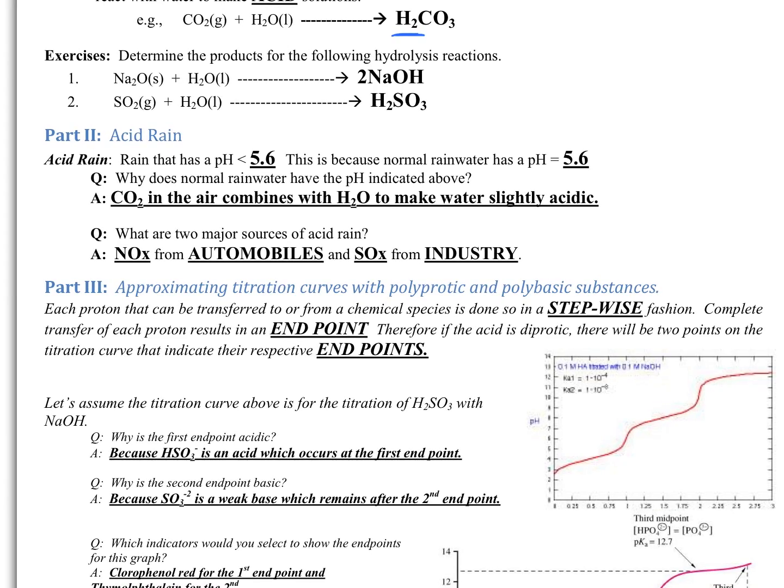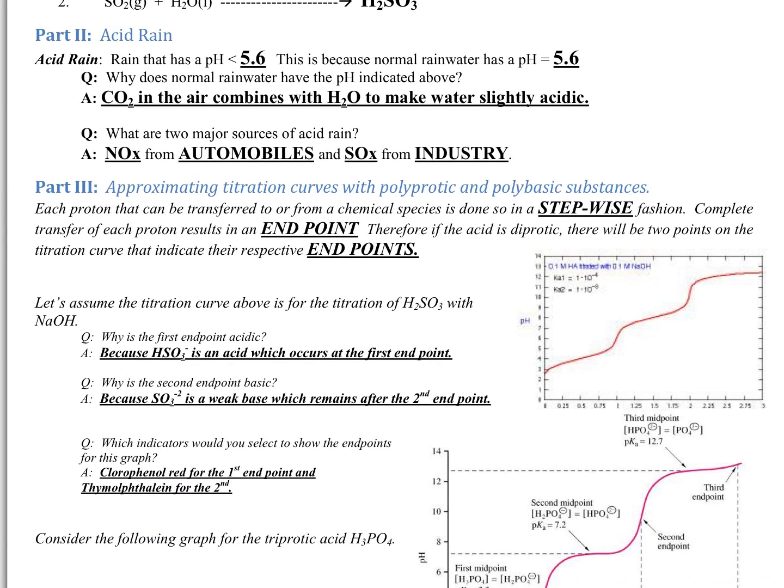So let's assume that the titration curve above, which in this case I moved to the right, is for the titration of H2SO3. Why is the first endpoint acidic, referring to this one? Well, HSO3-, when I've lost this first hydrogen, is an acid. Therefore, the solution after this loss of the first hydrogen is still acidic, and its equivalence point would still be in the acid range, right here.